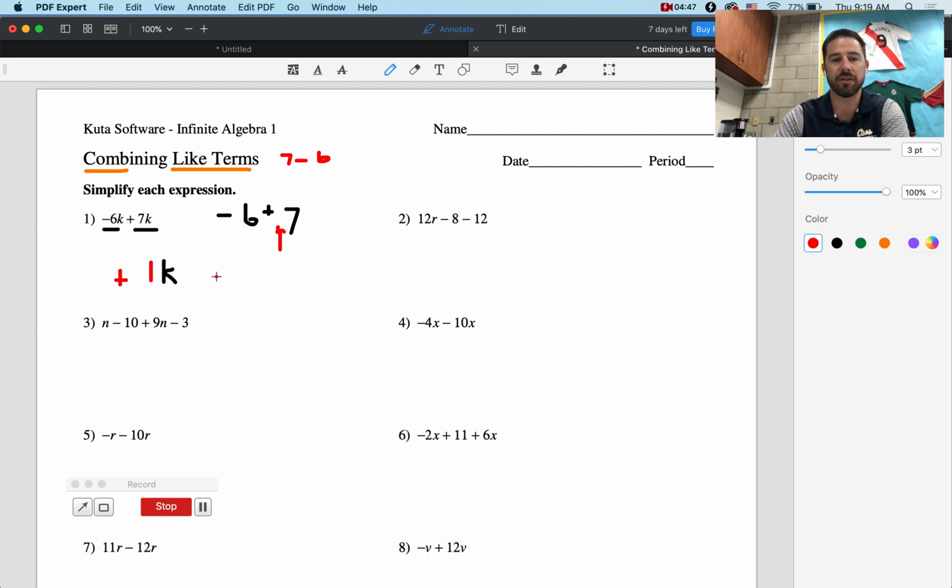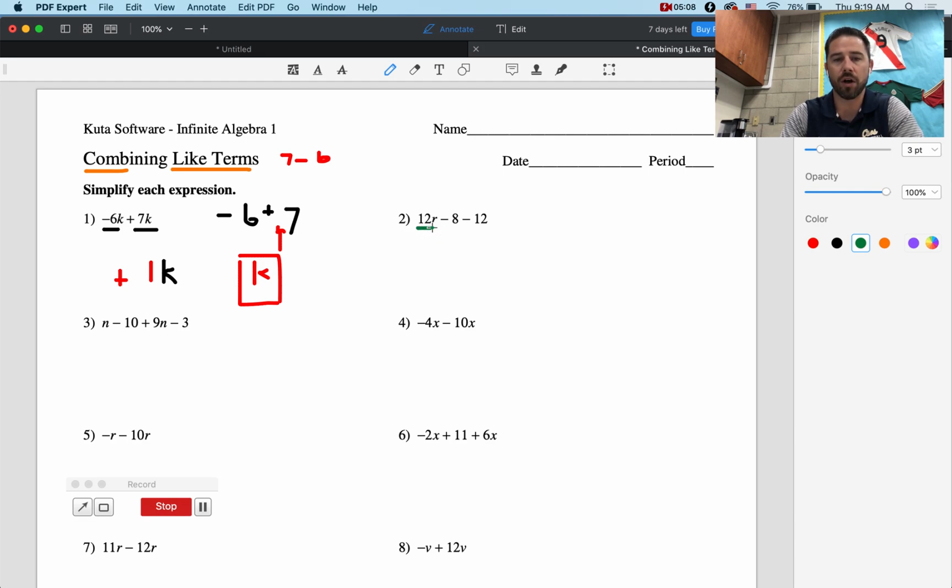So you could say positive 1K, or if you want to be really fancy, you could just say K, because a plain old K is positive 1K. Okay, now let's slide over to question 2, where it's going to get a little trickier. Not too much, but I'm going to show you how I like to do this.